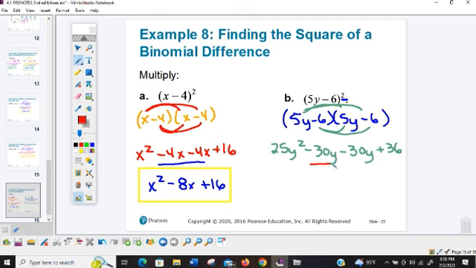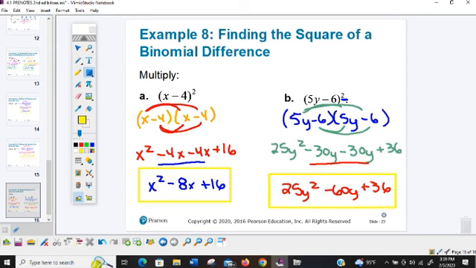Now the ones in the middle we can put together. So we're going to have 25y squared. Negative 30y and negative 30y is a negative 60y. And then on the end, a positive 36. And all of those we're using FOIL.